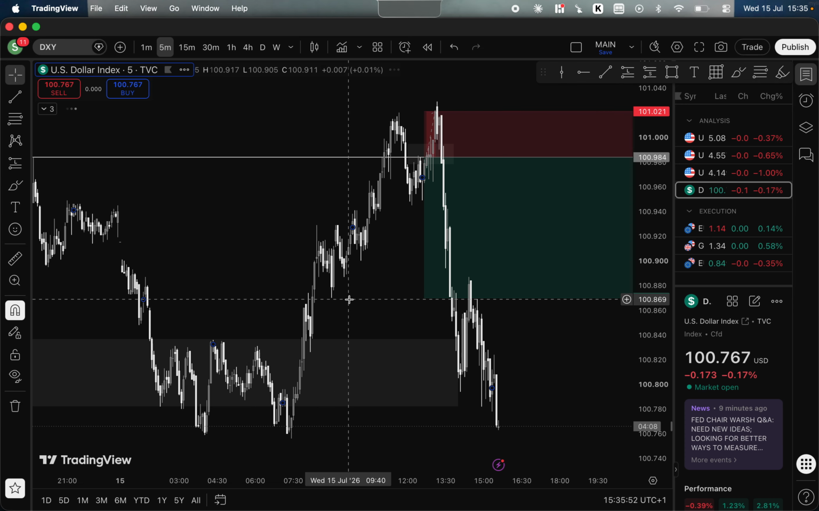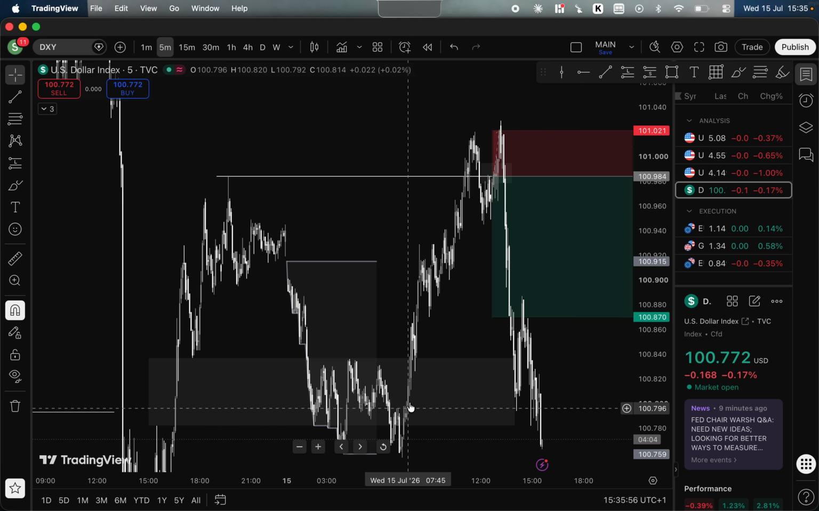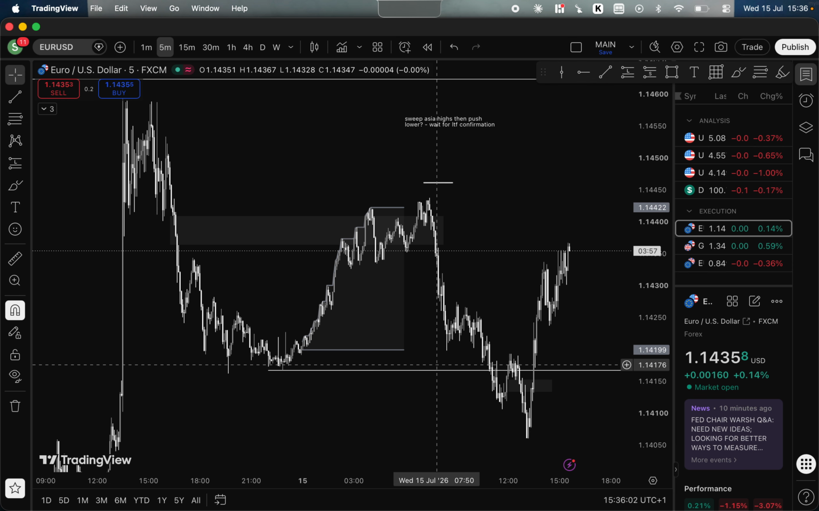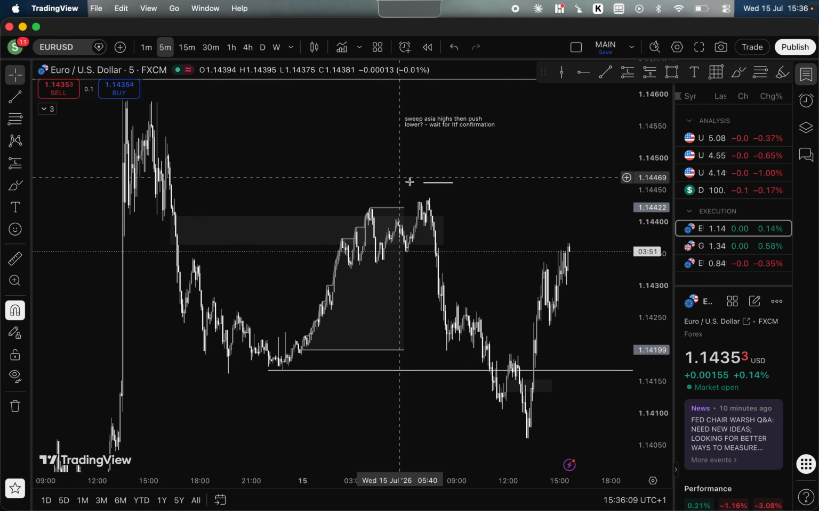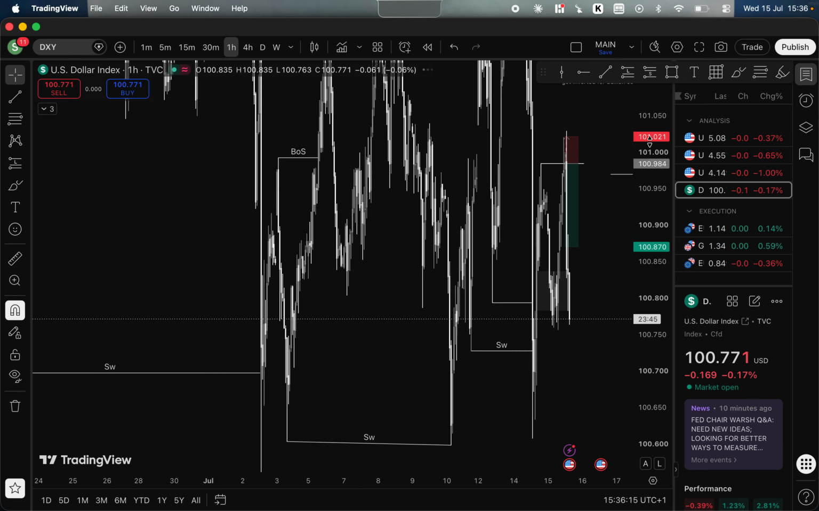I'll show you DXY. Day is it? Wednesday. So I had buys, sweep of Asia lows. Sweep of Asia lows on the dollar, sweep of Asia highs on the EU, and then moving inverse correlating directions, right? Going to the higher time frame.